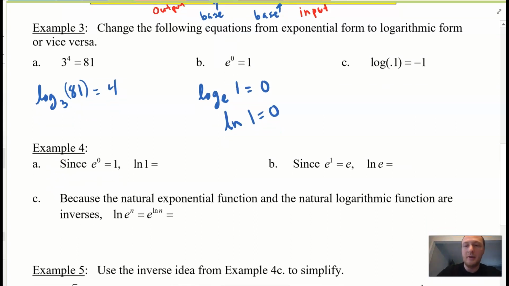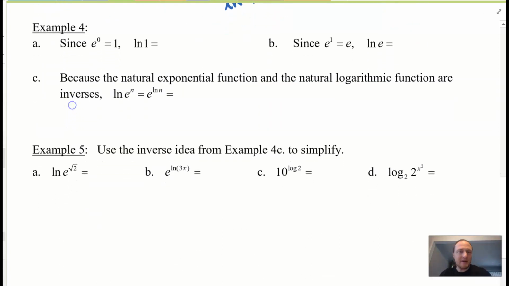All right, good. Over here, log of 0.1 is equal to -1. Well, what's the base? It's invisible. Well, when it's invisible, it is base 10. So 10 to the power of -1. Again, the output becomes input, and then the input becomes the output. This is equal to 0.1. All right, so that's just switching inputs and outputs, okay?